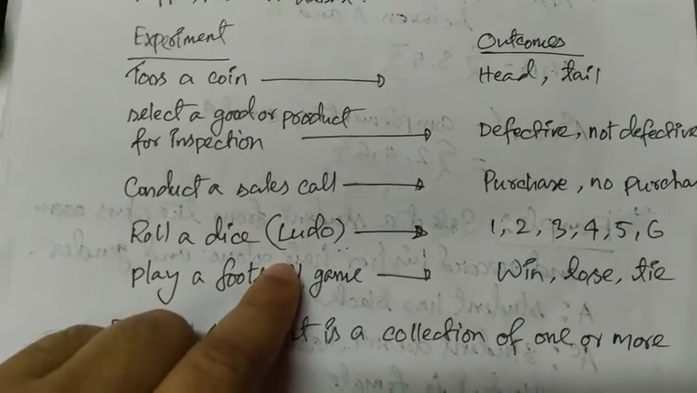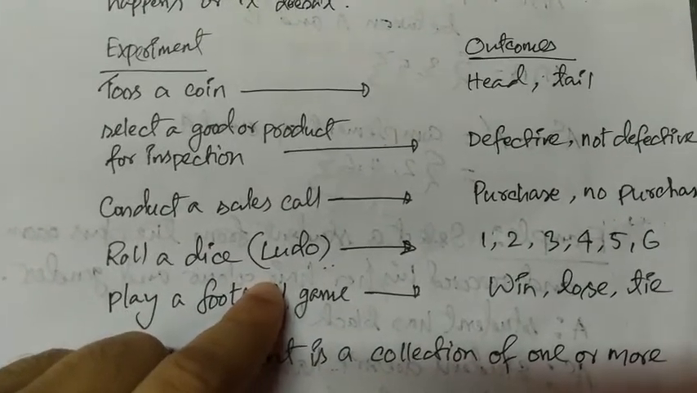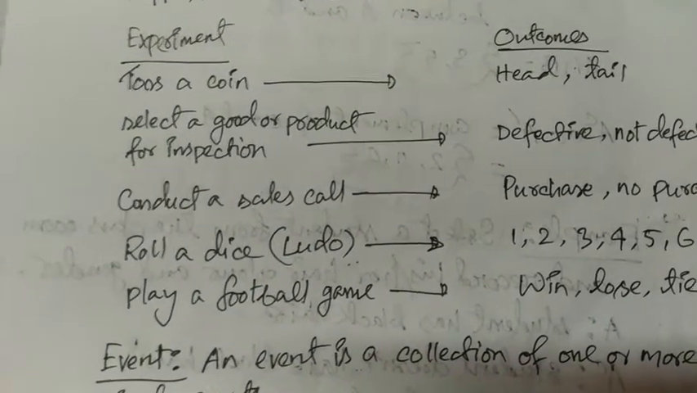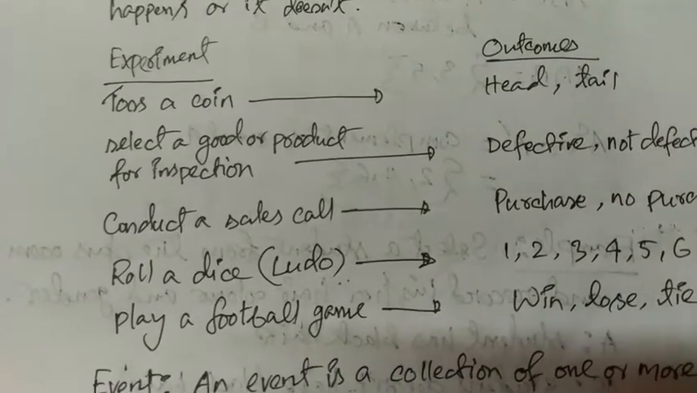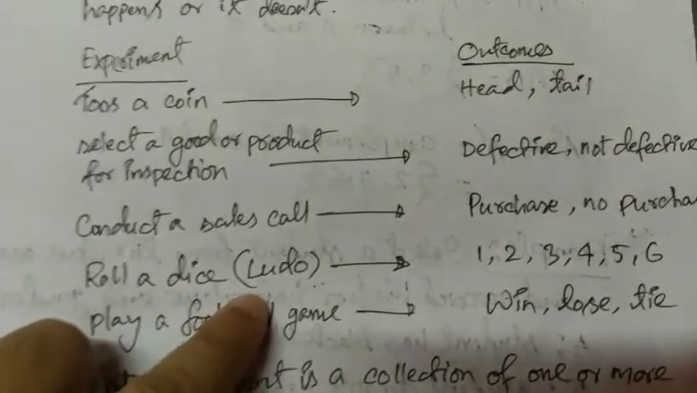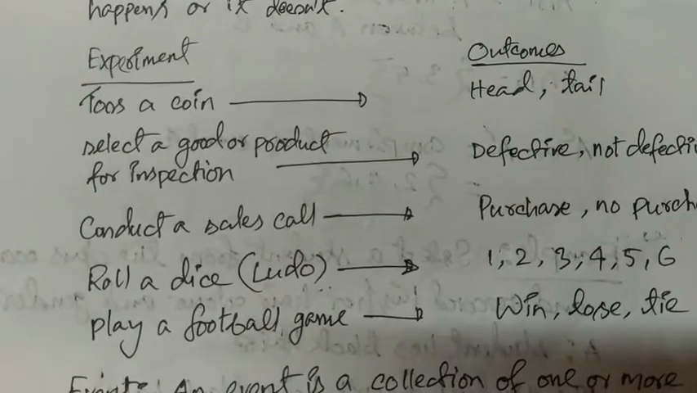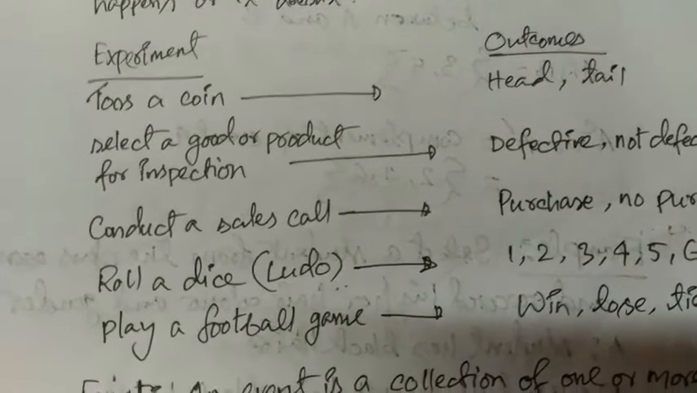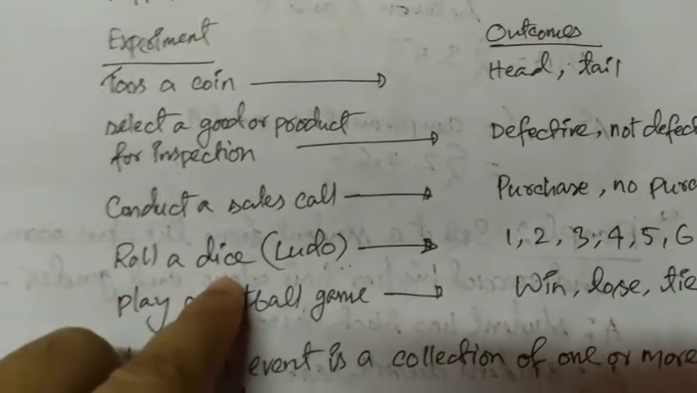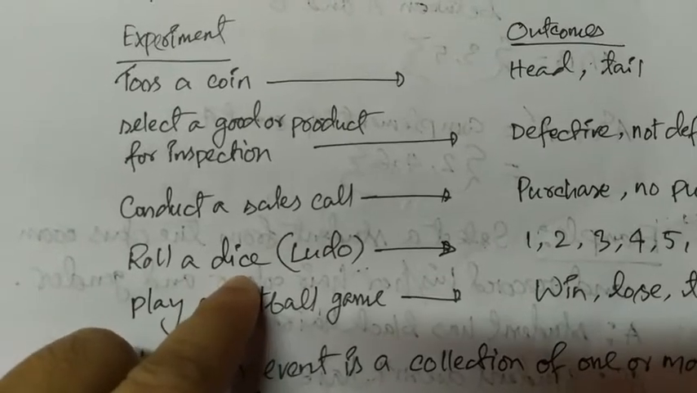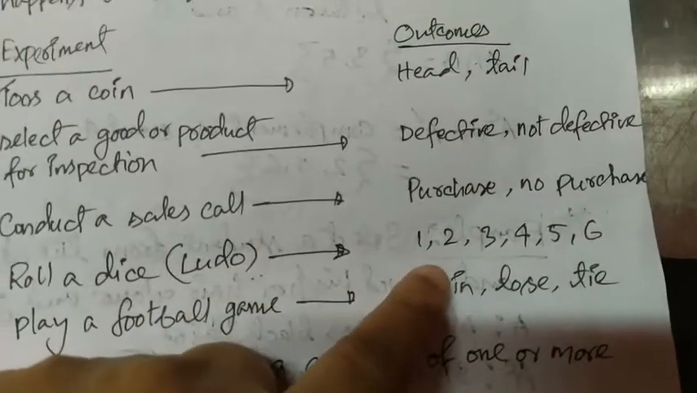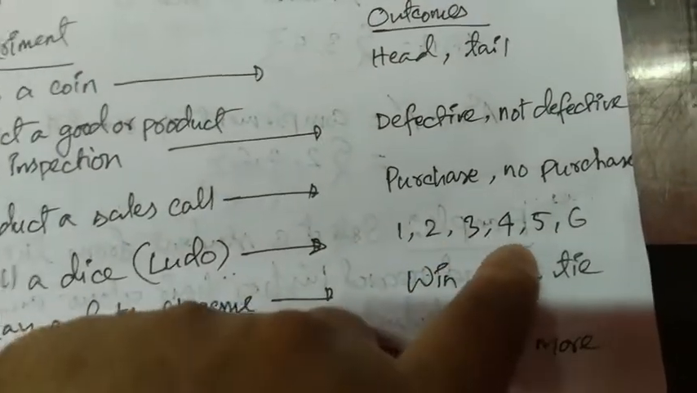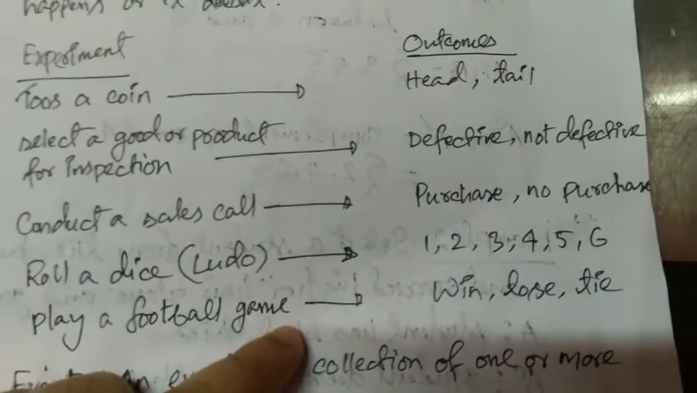Roll a dice. Most of you have played Ludo online, using an Android app, or maybe using a Ludo board at home. So in Ludo, you roll a dice. In Bengali we call it chokka. So when you roll a dice, there can be either of 6 outcomes. That means you may get 1, 2, 3, 4, 5 or 6. So you can get either of these 6 outcomes.